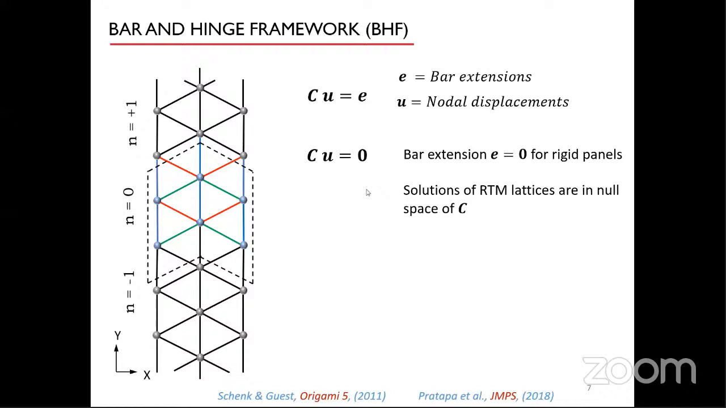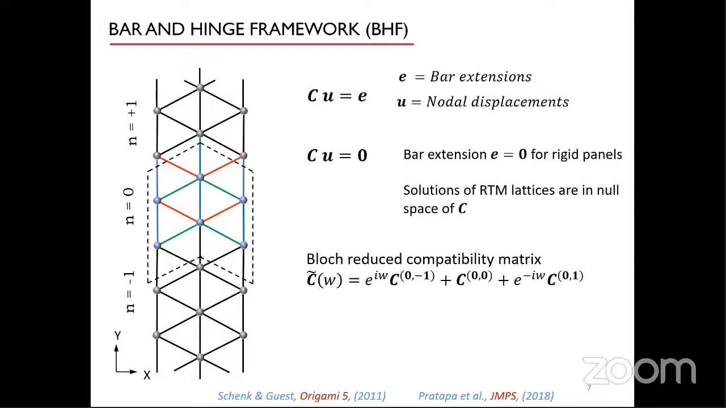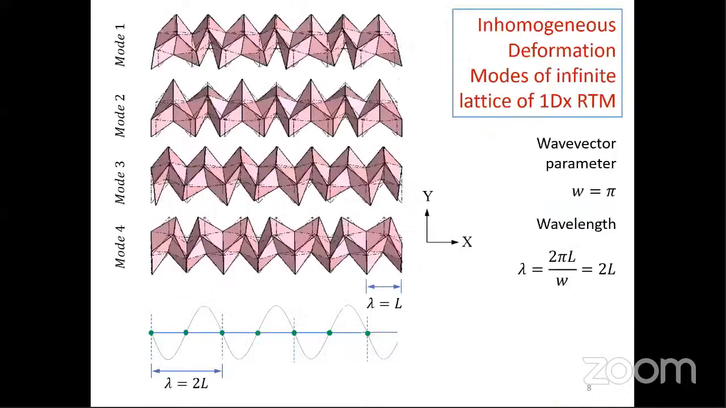For an infinite lattice, the compatibility matrix is also infinite in extent. However, assuming a periodic deformation mode across the lattice, the infinite matrix can now be reduced to the size of the unit cell, and the null space of this matrix gives us 4 independent modes for any wave vector parameter w, supporting our findings from the folding angle formulation. Our study confirms the presence of 4 inhomogeneous modes for any chosen wave vector in infinite 1D RTM lattices. Shown here are the representative deformation modes plotted over 7 unit cells for each of the 4 modes of the 1DX RTM lattice for its chosen periodicity as shown here.